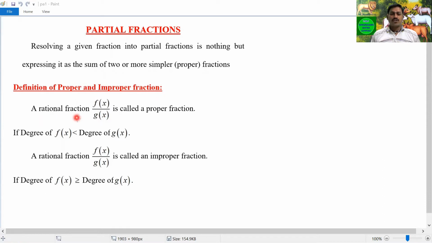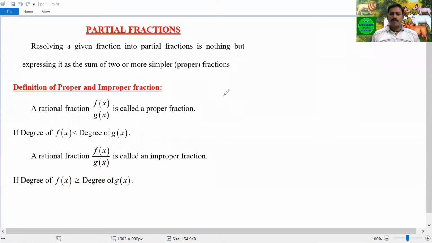A rational fraction f of x divided by g of x is called a proper fraction if the degree of f of x is less than the degree of g of x. A rational fraction f of x divided by g of x is called an improper fraction if the degree of f of x is greater than or equal to the degree of g of x.